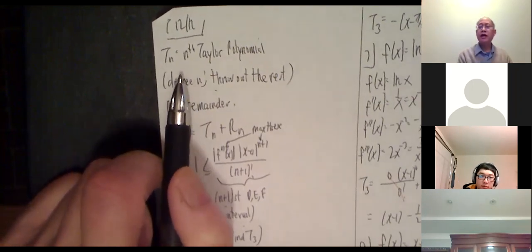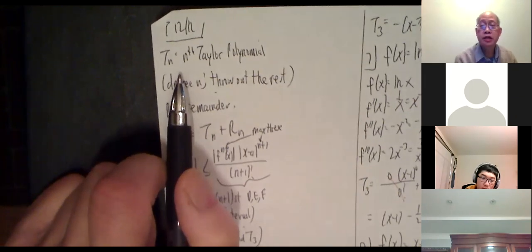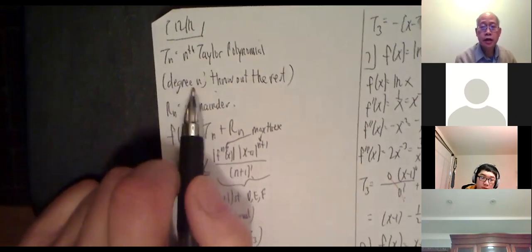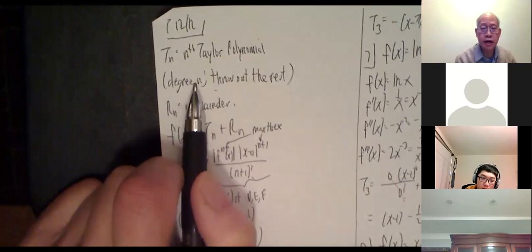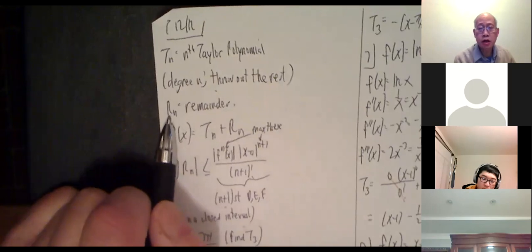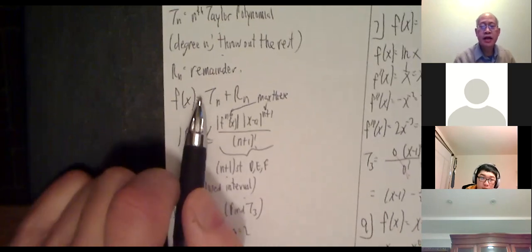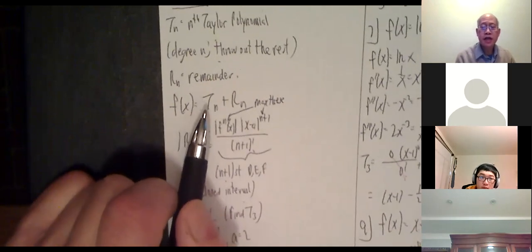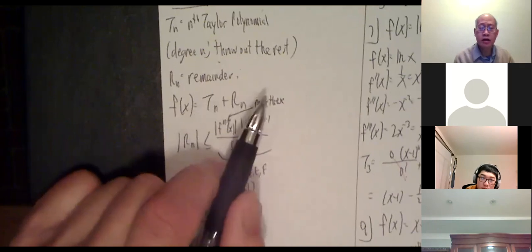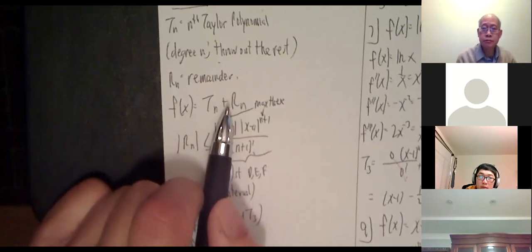So before we were doing Taylor series or Maclaurin series. What's a Maclaurin series? It's a Taylor series centered at 0. Okay? It's literally a polynomial of degree n. You just throw out the rest. The rest is called the remainder. Kind of makes sense, R sub n. So f of x is Tn, the nth Taylor polynomial. So you don't write infinitely many terms. You stop. And then you have a remainder, R sub n.